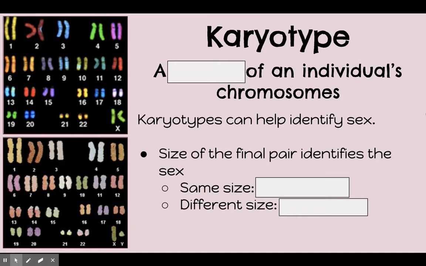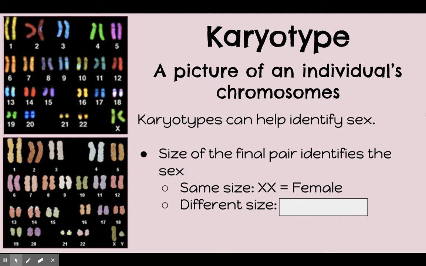So here we have two different pictures, and these are both pictures of a karyotype. This is going to be super important as we get into the genetics unit. A karyotype is basically just a picture of an individual's chromosomes. The karyotype can tell you a lot of information. Number one, it can tell you what the sex of the person is. So if it's male or female.